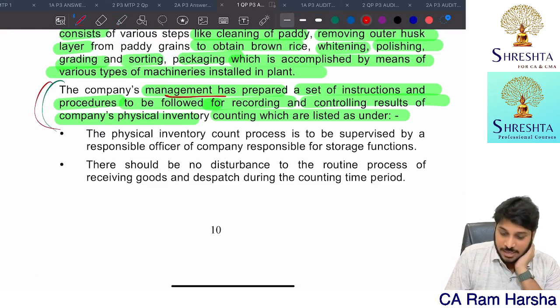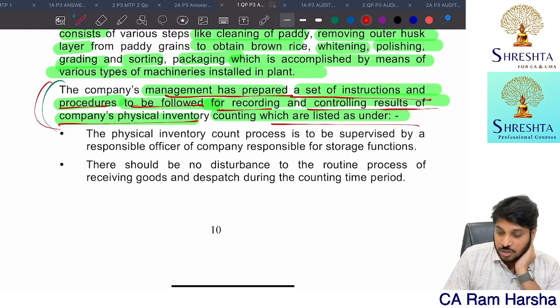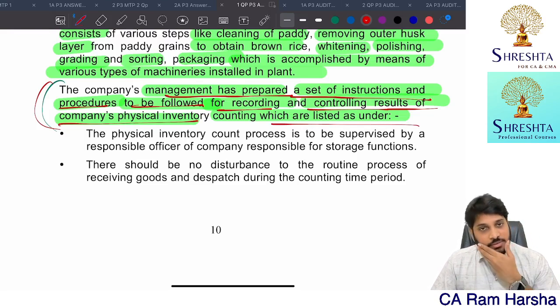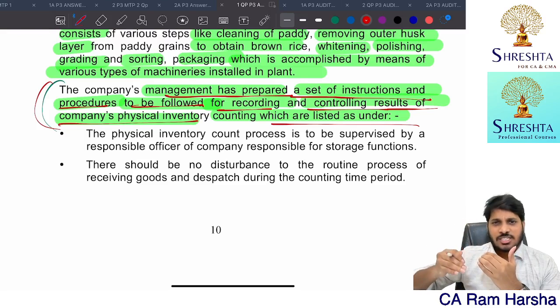The company management has prepared a set of instructions and procedures to be followed for recording and controlling results of the physical inventory counting, which are listed as below. So the management is doing a physical verification activity, and what are the instructions they are giving to their staff?